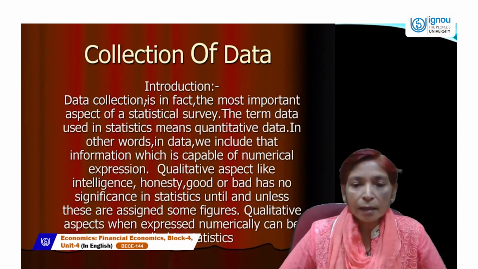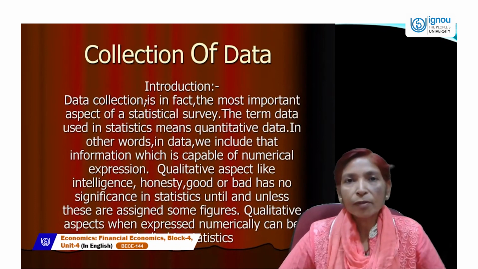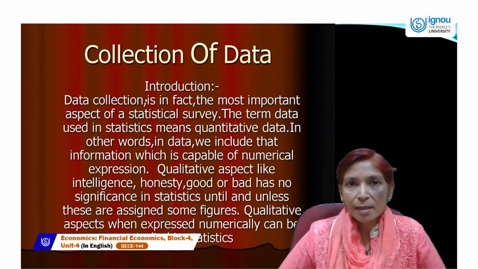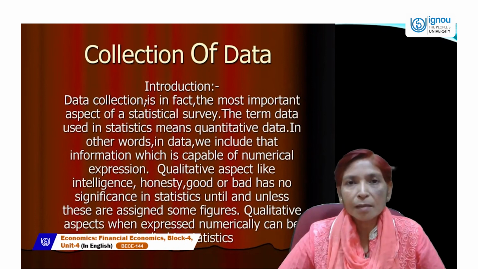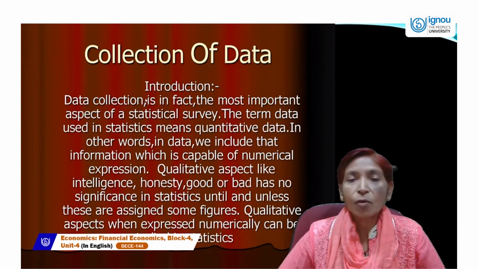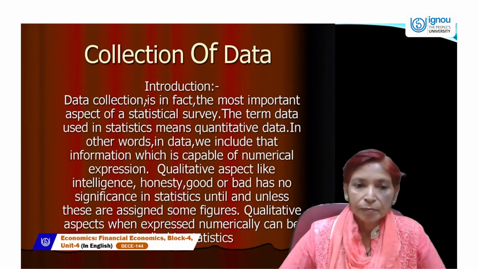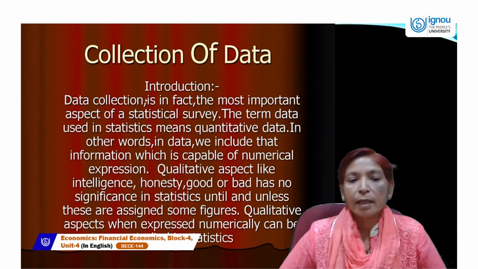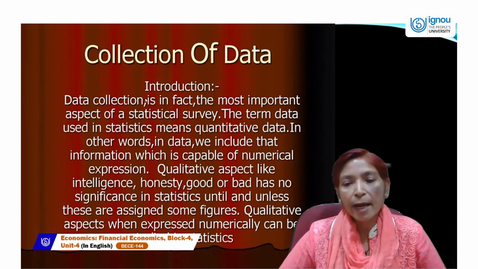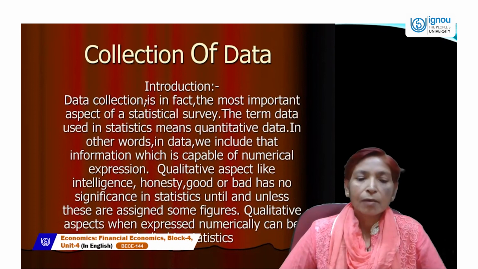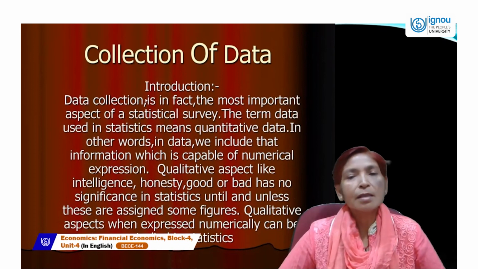In other words, in data we include the information which is capable of numerical expression; that is called quantitative data. Generally, when we can quantify something, we say that it is quantitative data. But some facts are qualitative. Qualitative aspects like intelligence, honesty, good or bad, have no significance in statistics until and unless they are assigned some figures. So qualitative aspects, when expressed numerically, can be studied in statistics.